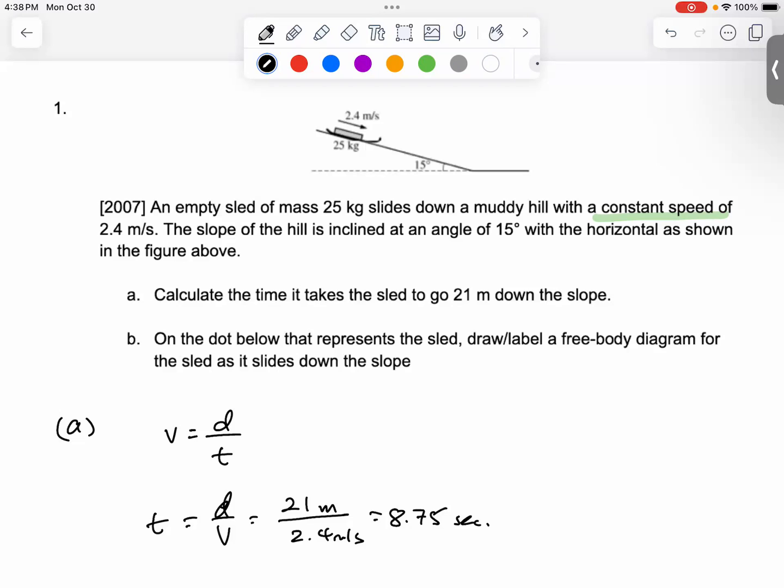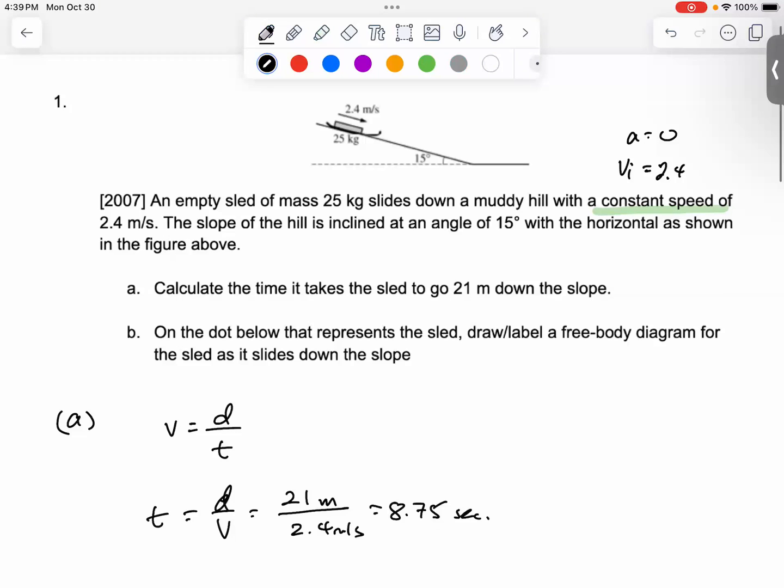Okay, so do not get scared by the question. Sometimes the question is as easy as this. If you can use velocity as displacement over time, that's great. If not, you can still say the initial velocity is 2.4, the final is the same, and acceleration is 0. Of course, we will also say the net force is 0 because it has a constant speed.